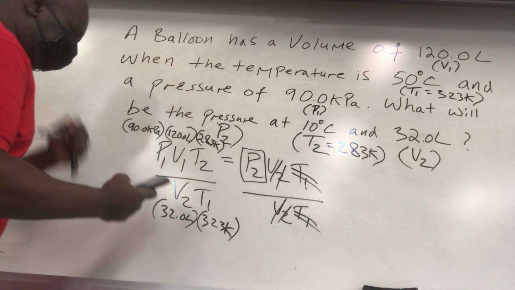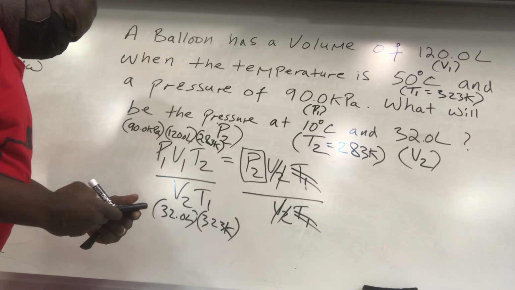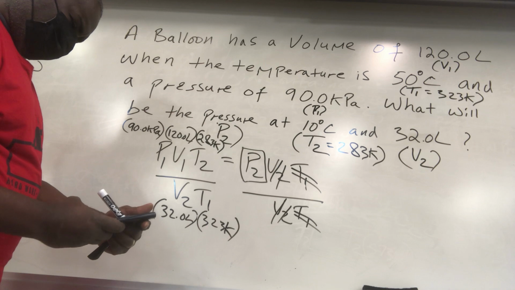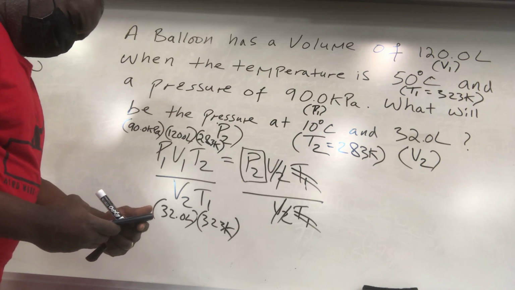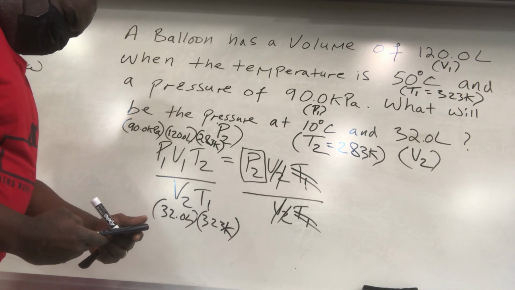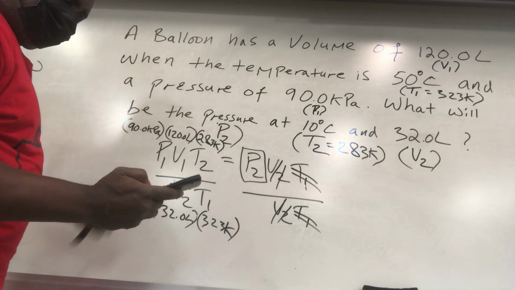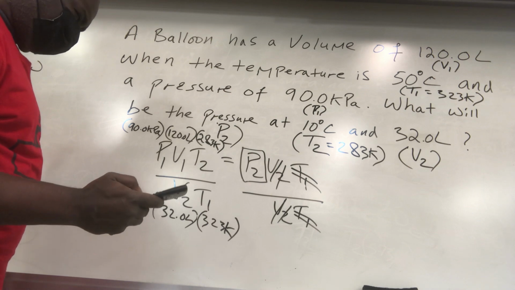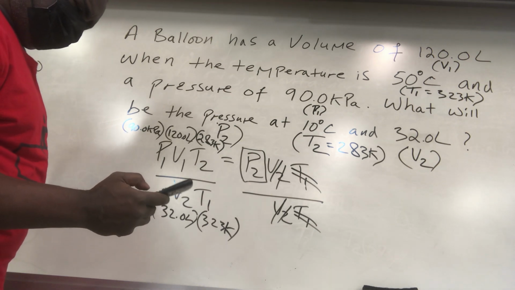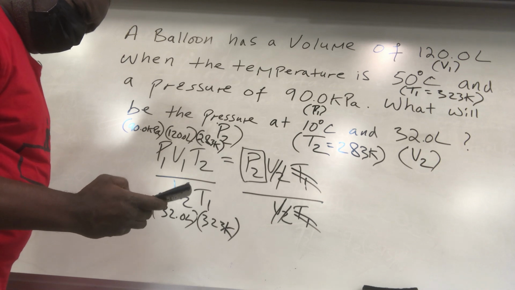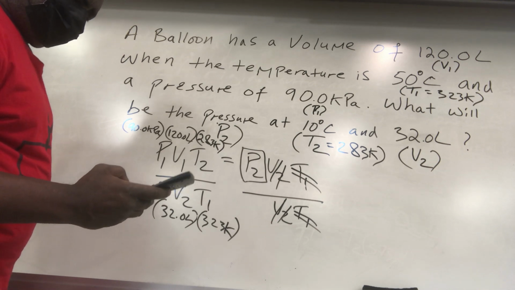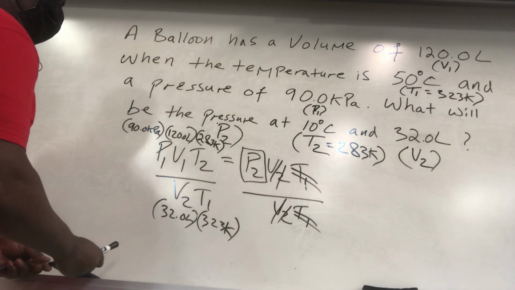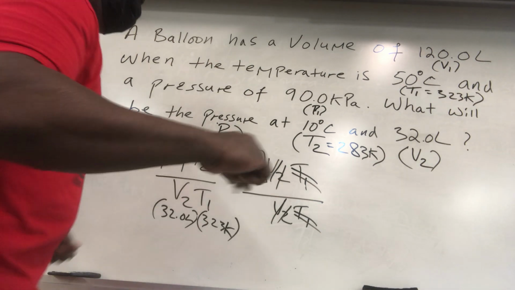Alrighty, so what are we doing? We have 90 times 120 times 283. That equals that. So I'm going to divide by 32. That equals that. I'm going to divide again by 323. And we get 295.7. 295.7 as our pressure 2.